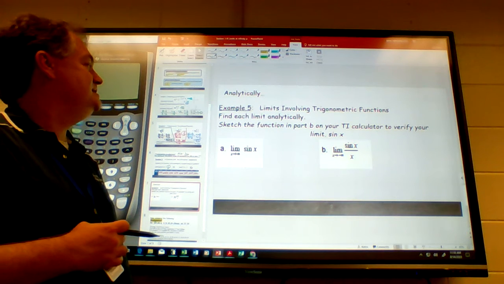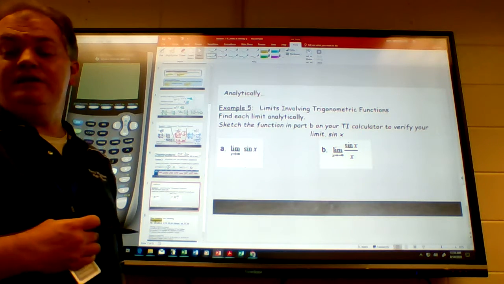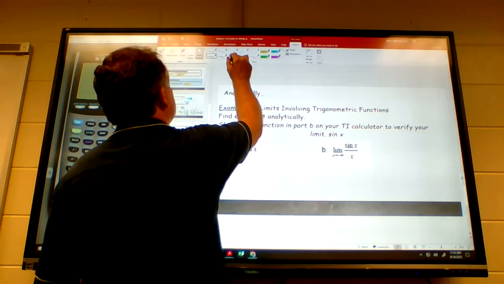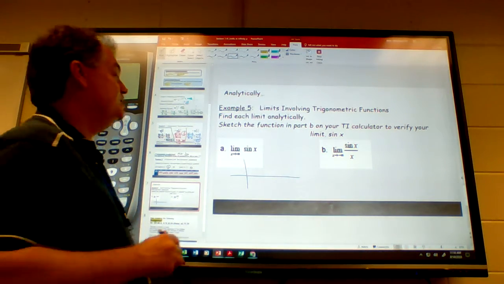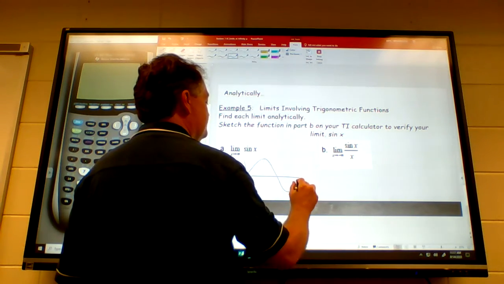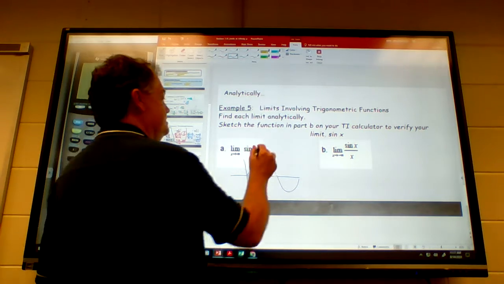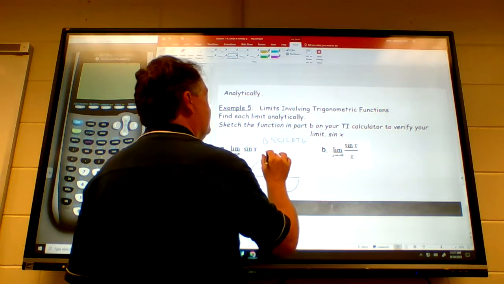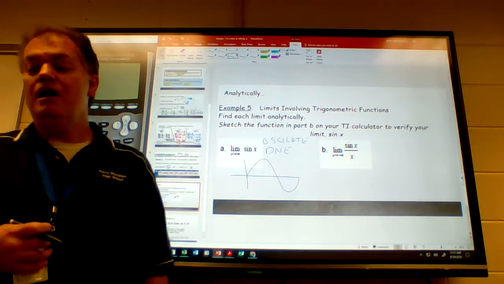Once again, you can also do this with your graphing calculator. You can plug in sine of x and see what happens as x goes to infinity. And you know the sine curve, because you've been dealing with it for a long time now, and it's just going to keep going up and down and up and down. It's going to oscillate. So therefore, the limit does not exist.